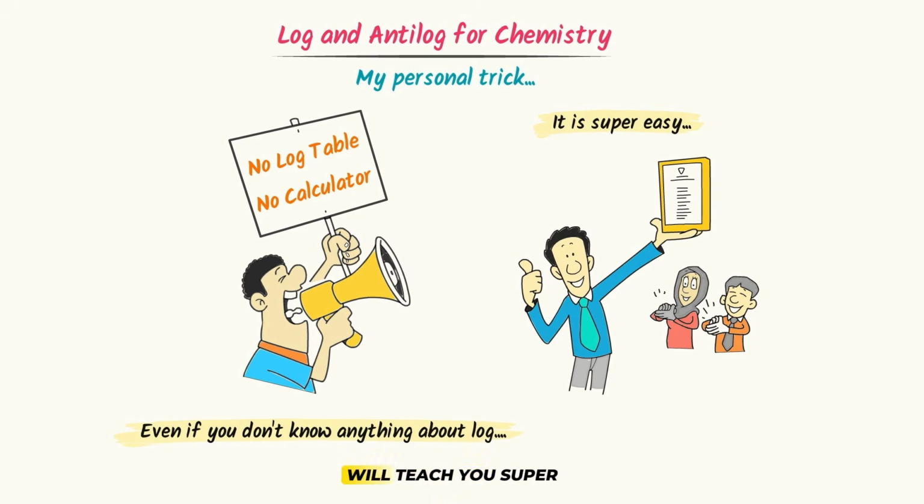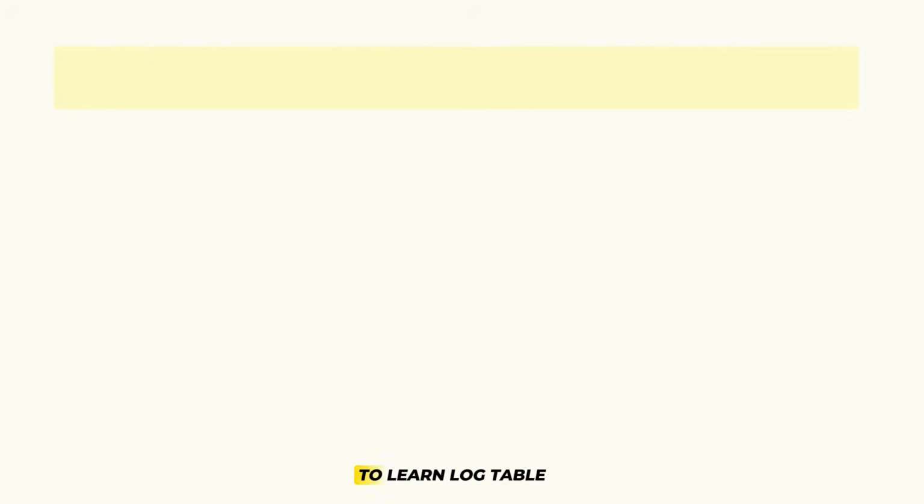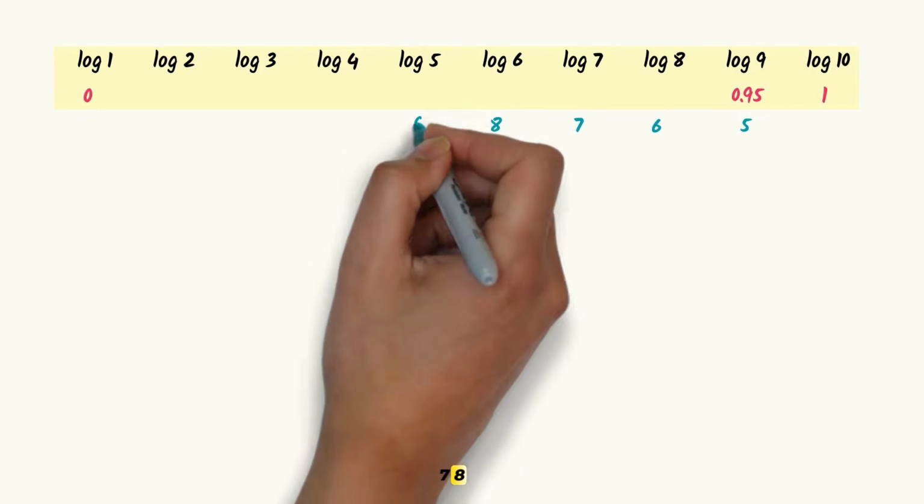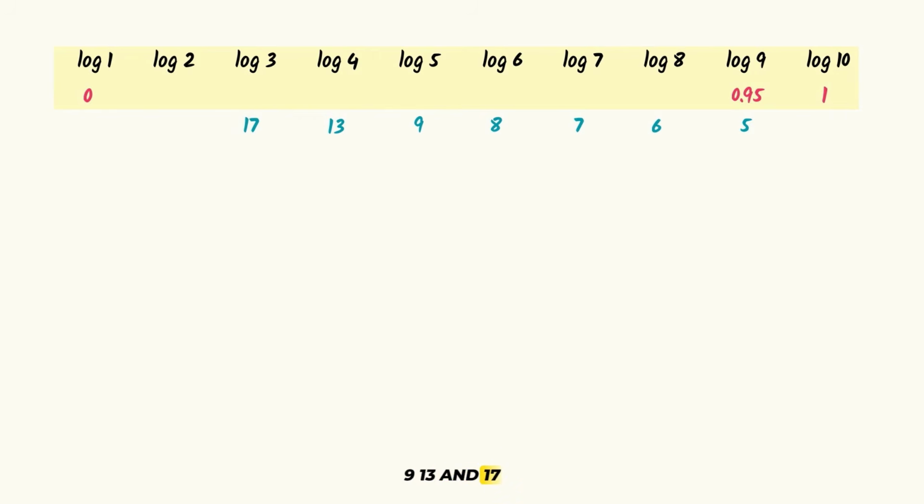First of all, I will teach you a super easy trick to learn the log table from 1 to 10. We know that log 1 is equal to 0 and log 10 is equal to 1. Just remember that log 9 is equal to 0.95. Now listen carefully. Below log 9, I write 5, then 6, 7, 8, 9, 13 and 17.